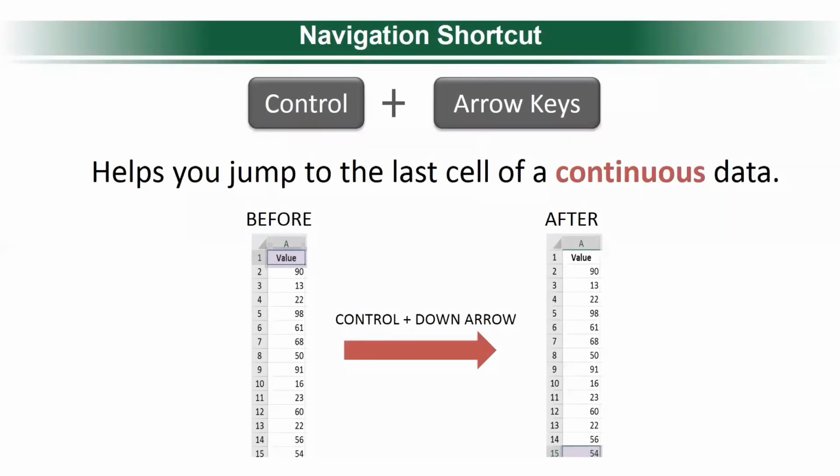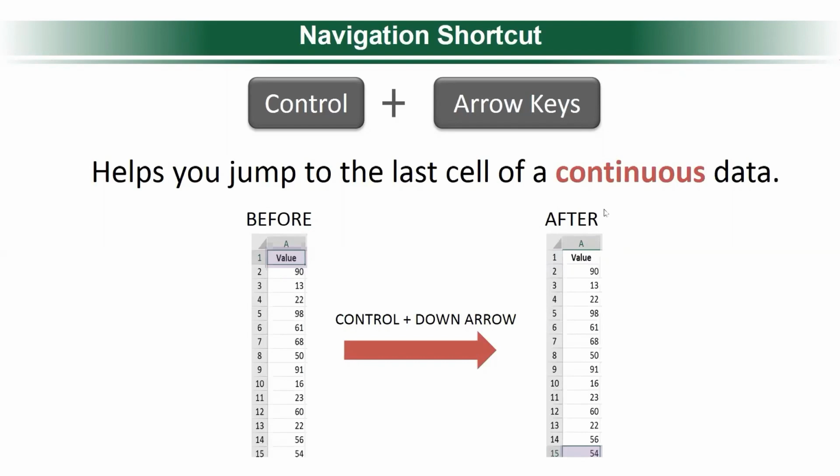The first shortcut that we'll be looking at is the Control plus arrow keys shortcut. Arrow keys can be up, left, right, or down. This shortcut helps you jump to the last cell of your continuous data. So, for example, if you are on this cell and you wanted to go to the bottom of your data, you could simply press Control and down arrow. Why down arrow? Because you want to go down, right? So you can use Control plus down arrow to go to the last cell of your continuous data.